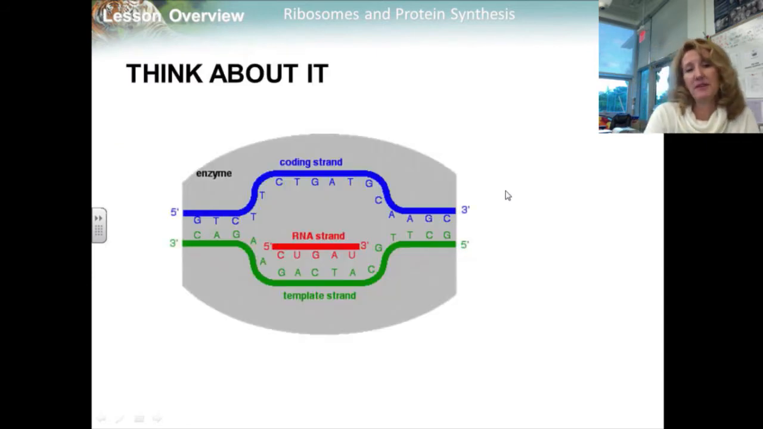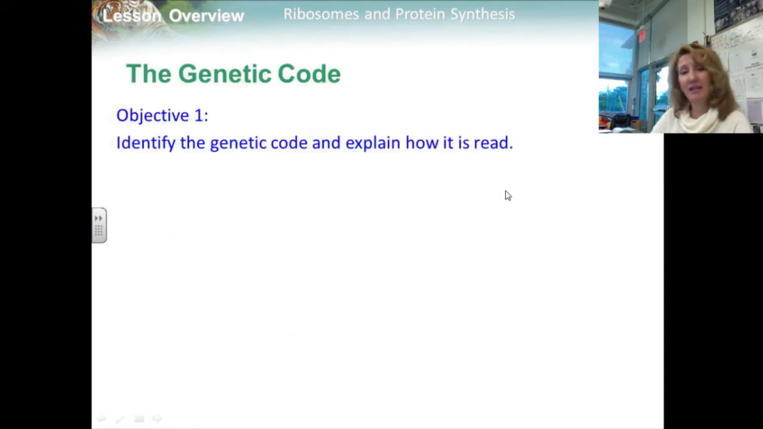Let's think about it first. How would you build a system to read messages that are coded in genes and then transcribed to RNA? Would you read the bases one at a time as if the code were a language, which is 4 words, 1 word per base? Or perhaps you would read them as individual letters that can be combined to spell longer words. Well, let's learn about it then.